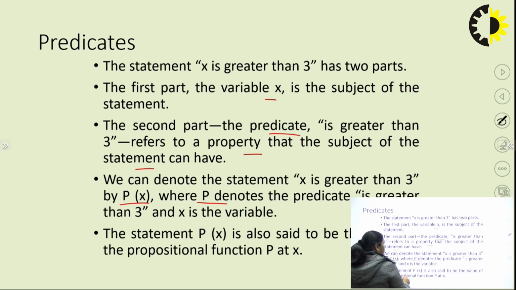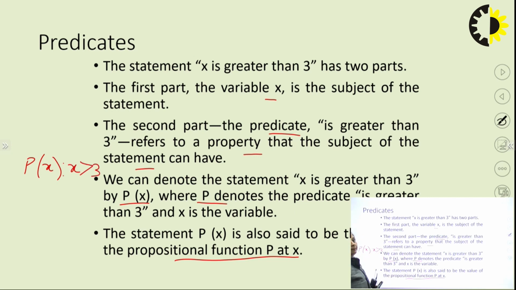This statement is said to be the value of the propositional function P at x. What was my x? What was my predicate? I wrote it with the function Px. What was it? X greater than 3. This is my function. Now if I put a value here, P(4), 4 is greater than 3. So now it has become a proposition. This was the propositional function. Now I put a value for x, it has become a proposition and its value is true.